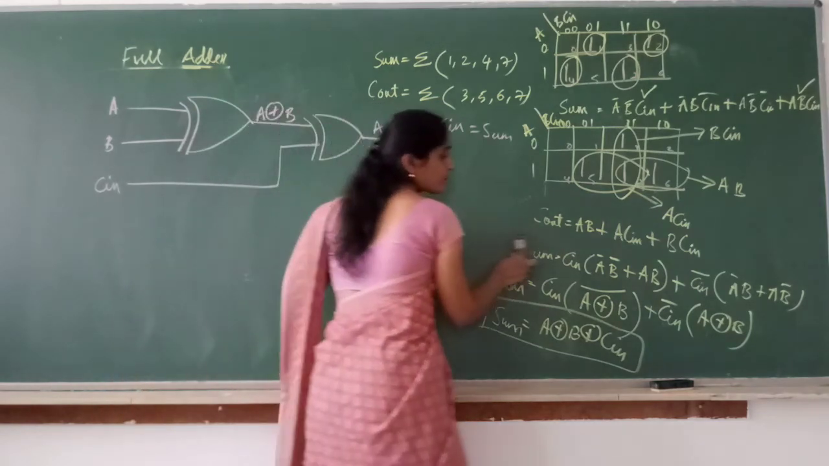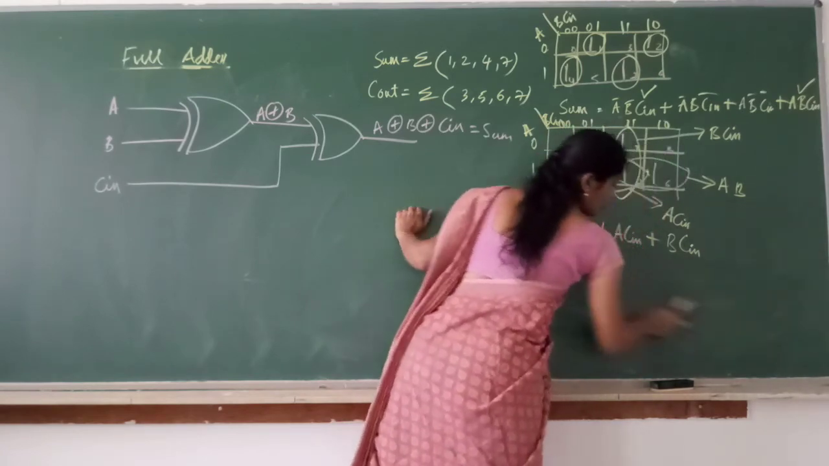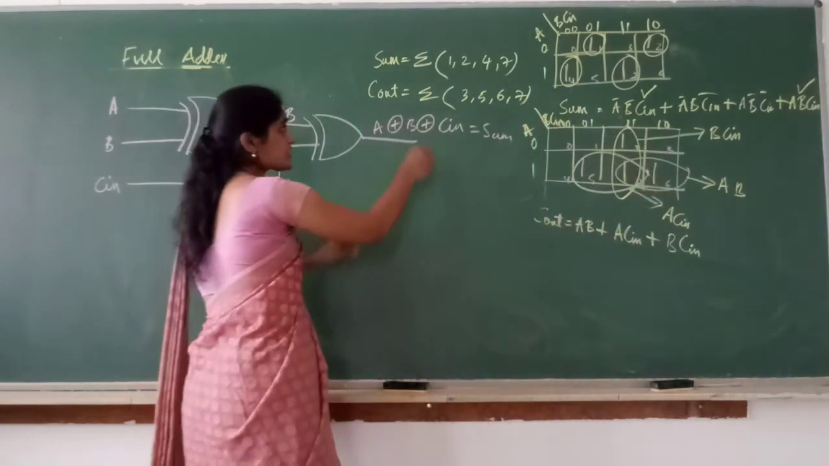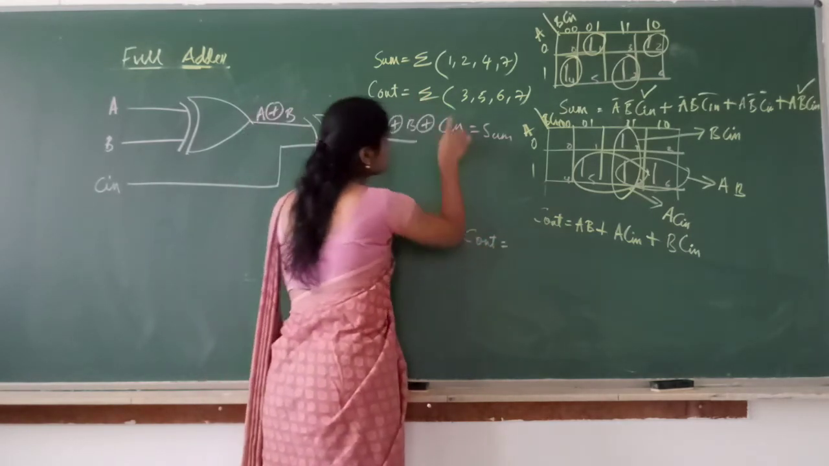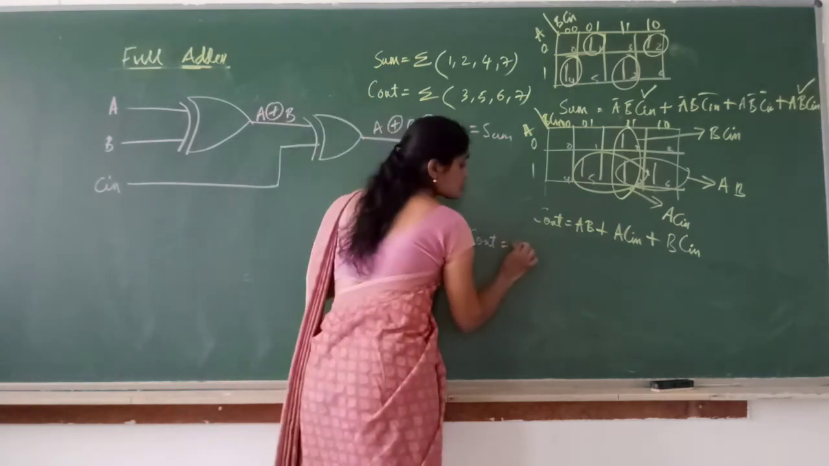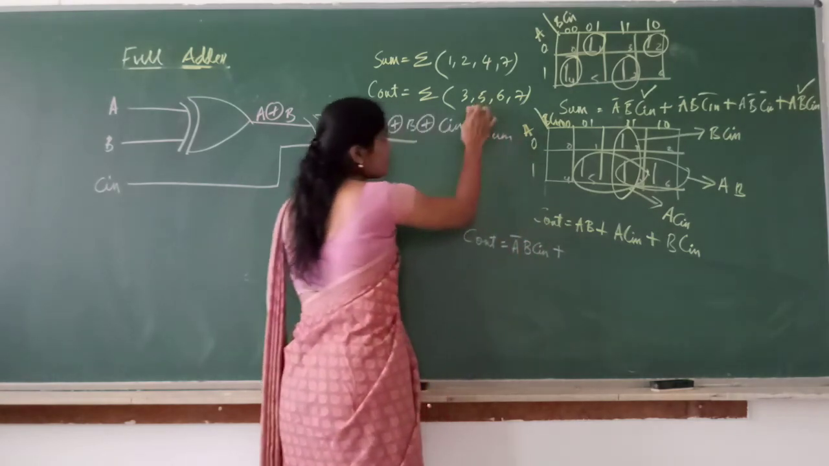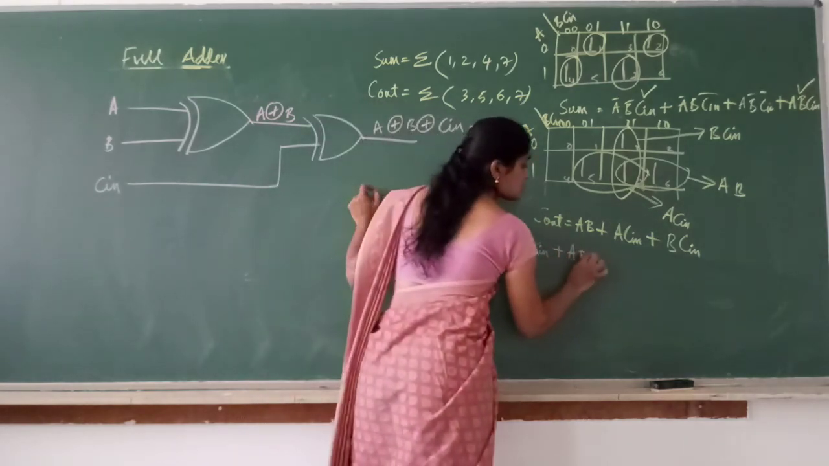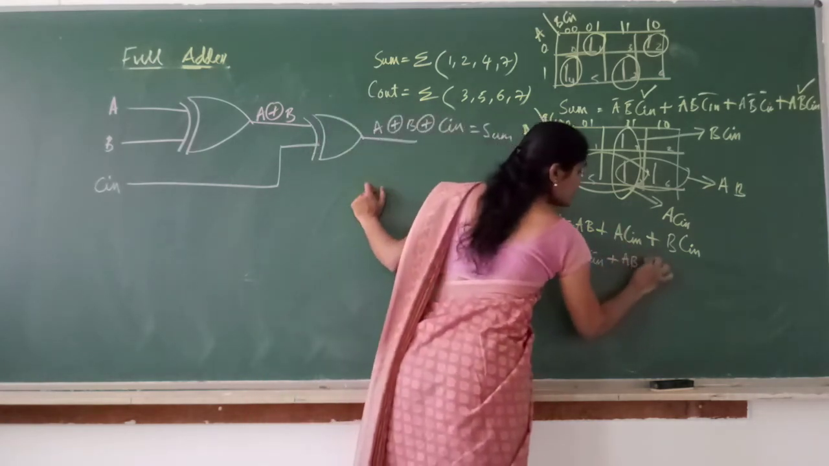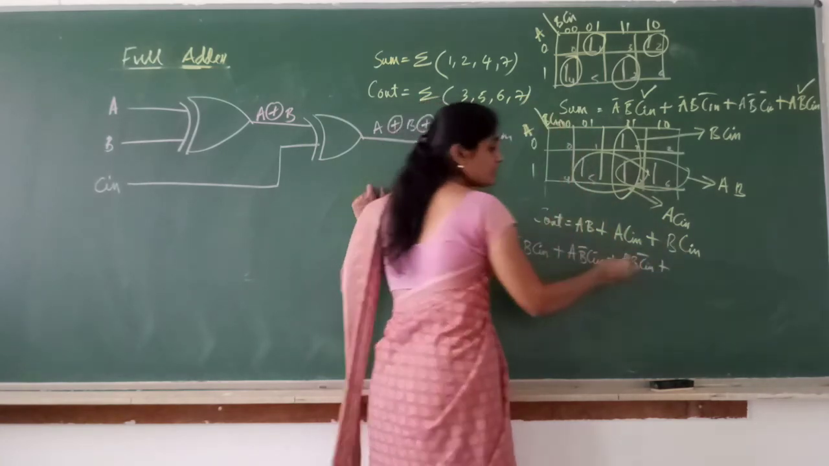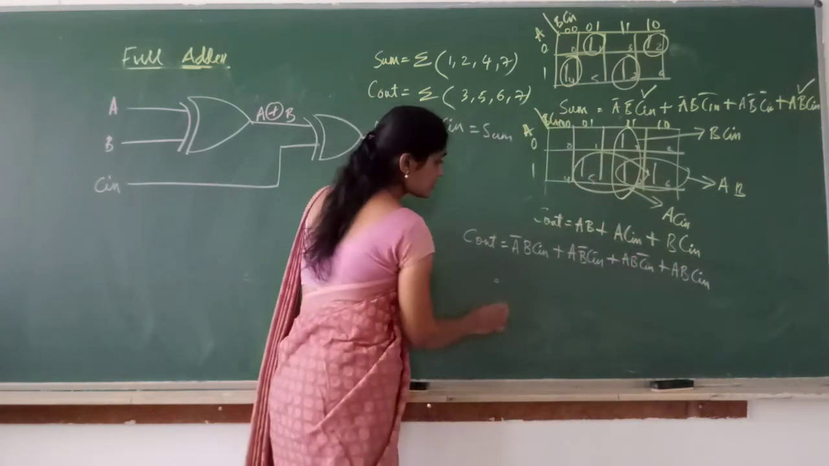So just look here. Carry out, if you use K-map for carry out, you get this equation. That is a simplified equation, no doubt. But if I don't use K-map, if I just write the equations for carry out directly, so just look at this. C out is equal to 3 is what? 0, 1, 1. A bar B C in plus 5 is what? 1, 0, 1 plus 6 is what? 1, 1, 0 plus 7 is what? 1, 1, 1. Right? So now just look at this.